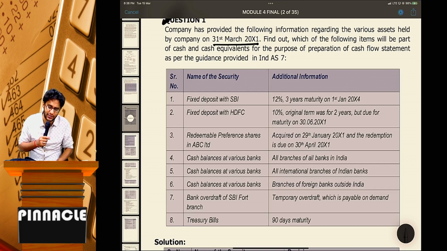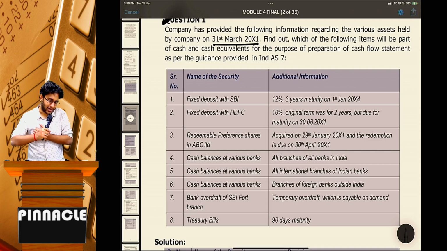Cash balance at various banks. Obviously, cash equivalent. He says all branches of all banks in India. Every branch is having cash, it seems. Okay. Cash balances at various banks, all international branches of Indian banks. Cash equivalent. Sir, it doesn't matter whether it is in India or outside India. So he's unnecessarily trying there. Anyway, cash balances at various banks, branches of foreign banks outside India, doesn't matter, it's still cash.